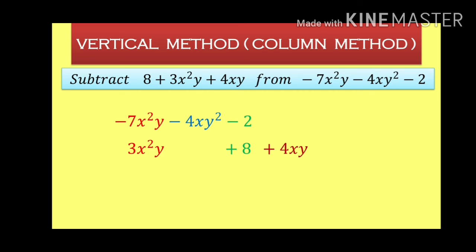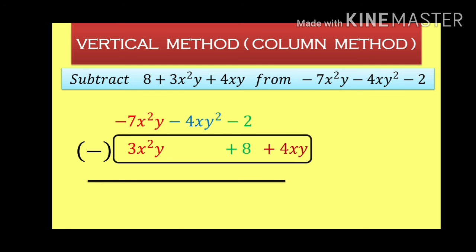Now this is minus 4xy squared and plus 4xy, these are single terms. The same way as in the line method, we just keep them as they are. Then subtraction. You have to subtract the whole thing, so we will use the negative multiplication. All the signs have to be changed. So this becomes minus, plus 8 becomes minus 8, plus 4xy becomes minus 4xy. This one also has to be changed. Although we are not using it, it has to be changed.